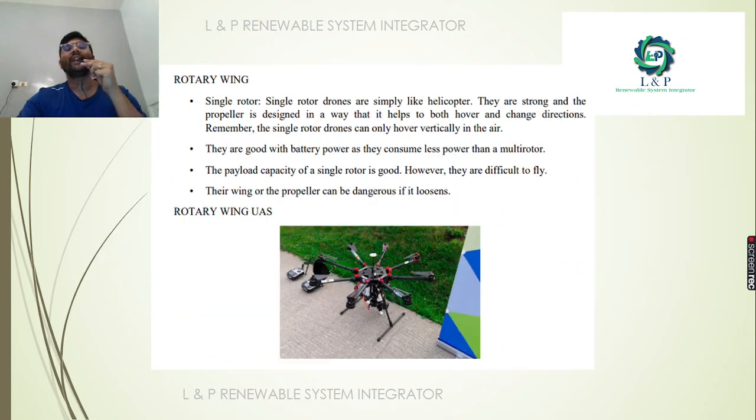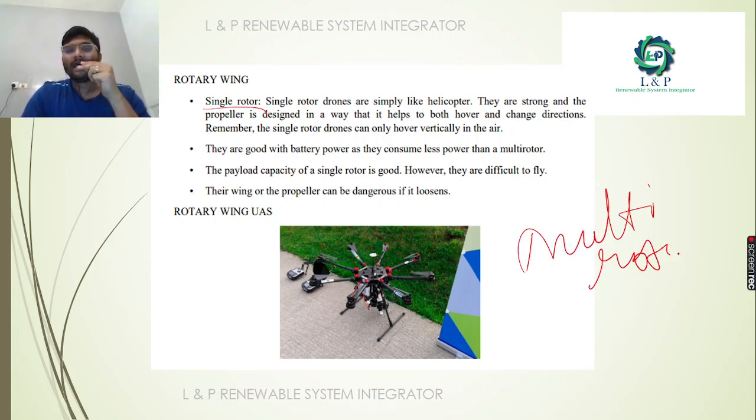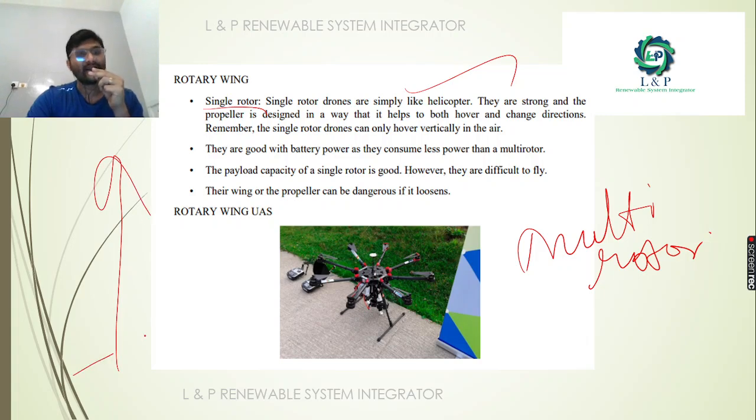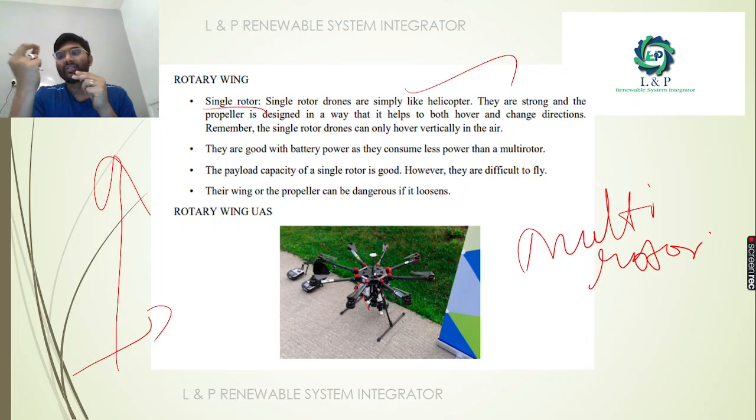Next is the rotary wing. In the rotary wing, we have two categories. One is the single rotor type, and the other is the multi rotor type. The single rotor type simply looks like a helicopter. These are very strong in propelling. They are designed to both hover and change directions. They have very good battery power and consume less power than the multi rotor. The payload capacity of the single rotor is very good, but it is very difficult to make them fly.